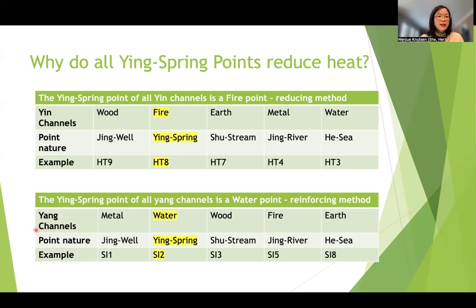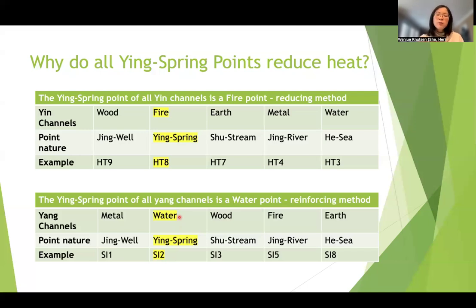So now let's take a look at the second table, which is a little bit opposite, and the mechanism is slightly different. The example I use is the small intestine channel. The Ying Spring point of the small intestine channel is small intestine 2, which is a water point. So the mechanism is not to just reduce fire directly like in Yin channels. Here, we use water to put out fire. So theoretically, if we use 5-element theory, in order to use SI2 as a Ying Spring point to reduce heat, we should reinforce it. We should reinforce water to reduce heat.